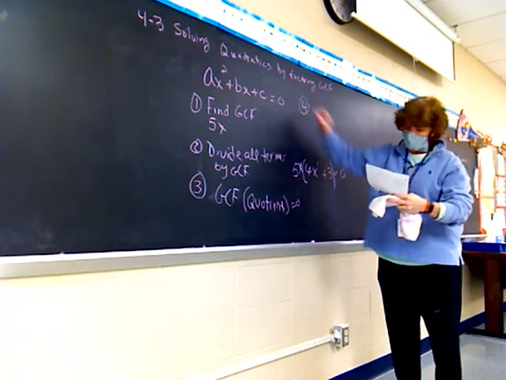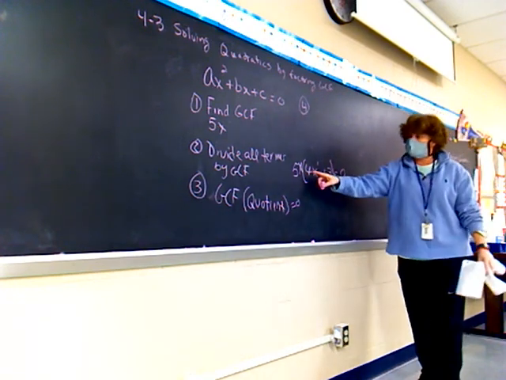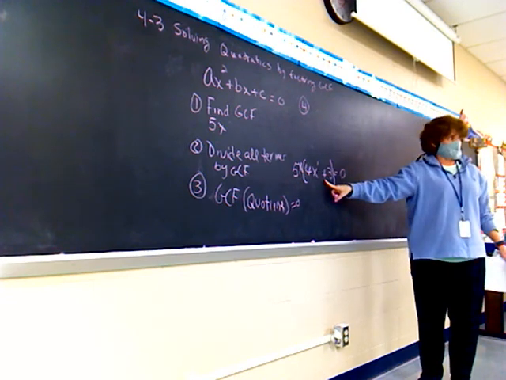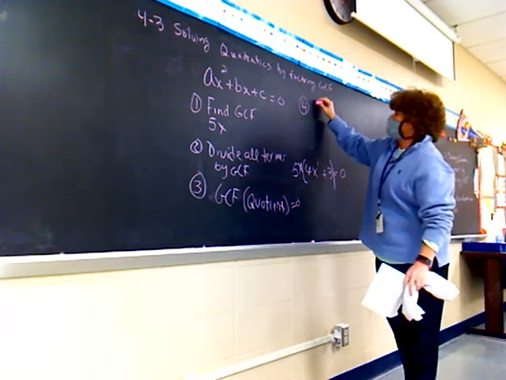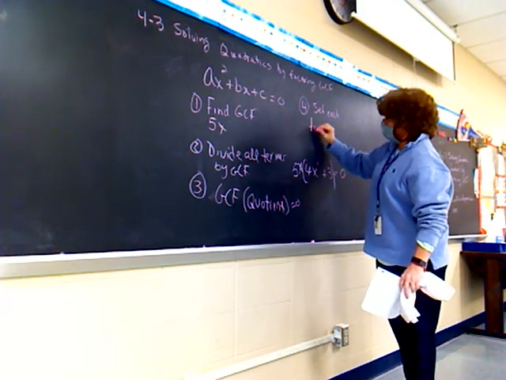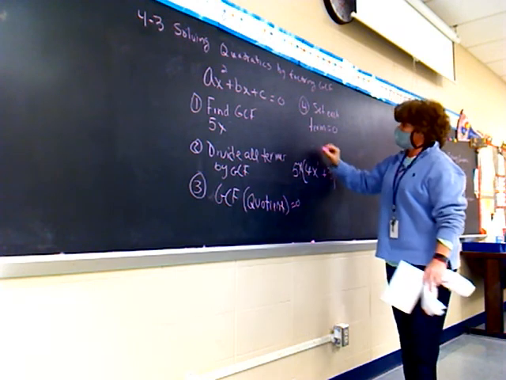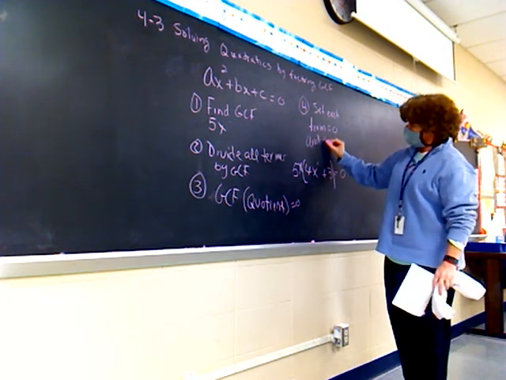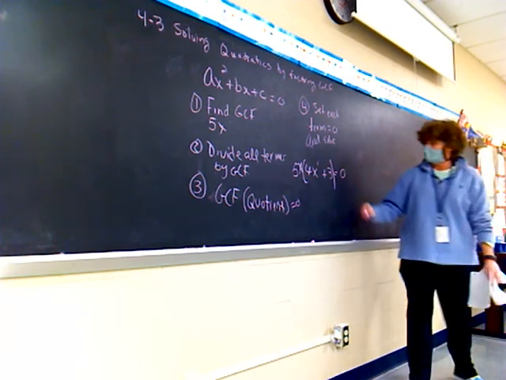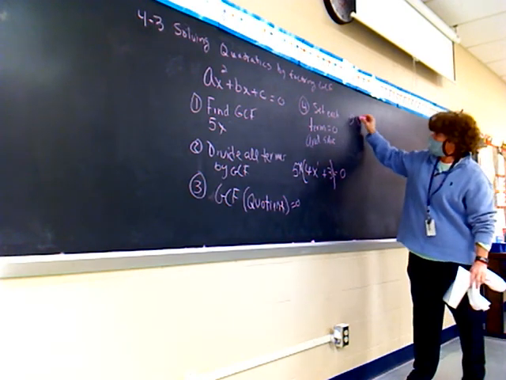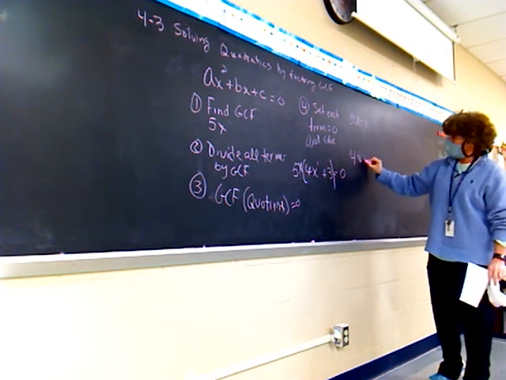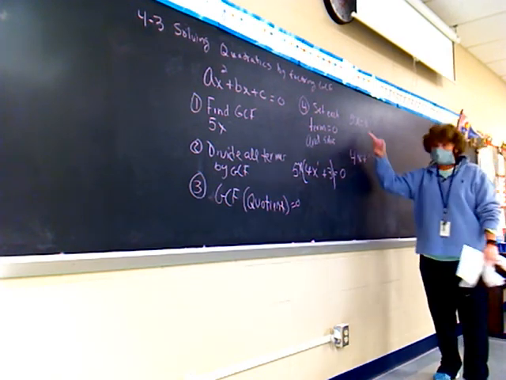Step 4, set each one of these terms right here, the 5x and what's in parentheses, equal to 0. So set each term equal to 0, and solve. This is called the zero product property. So I'm going to do 5x equals 0, and 4x plus 3 equals 0, and now I'm going to solve each of these.